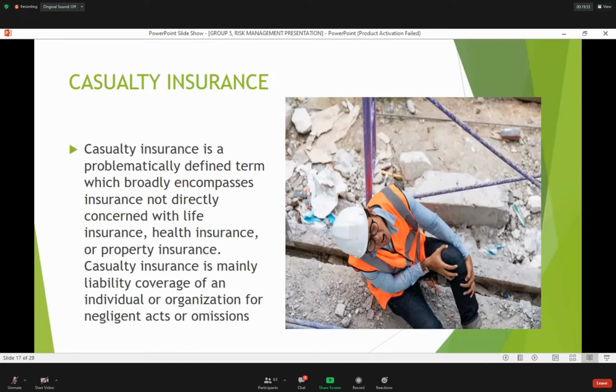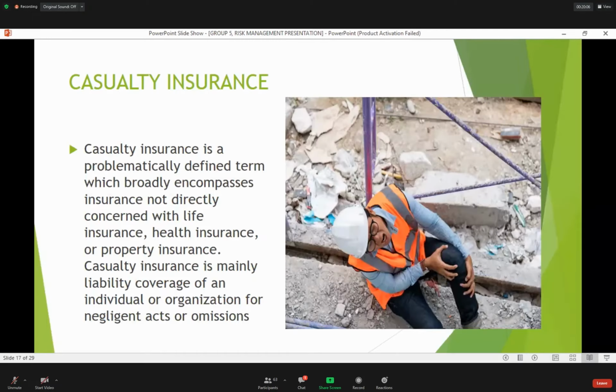It covers an individual or an organization for the individual's negligent acts or omissions. So we can see the man, he looks like a contractor or maybe a supervisor, and they're putting up something or getting something done, and he got hit on his knee. So it means if this man has casualty insurance for the work he's doing, the insurance package will cover the cost of what he has encountered.